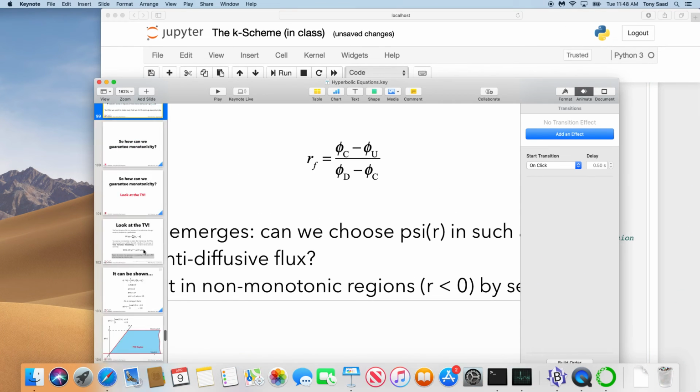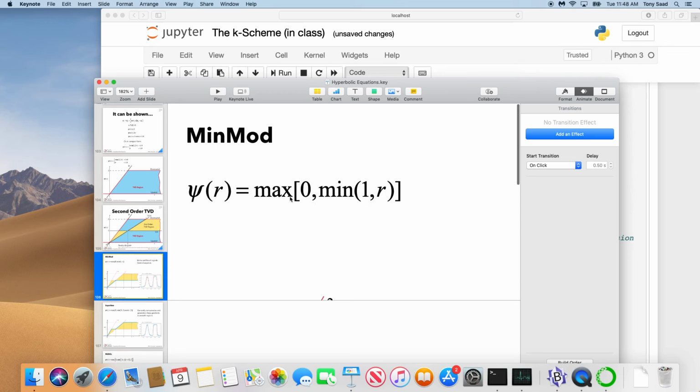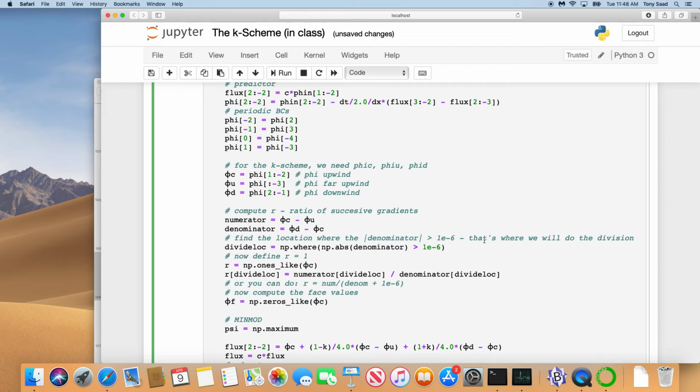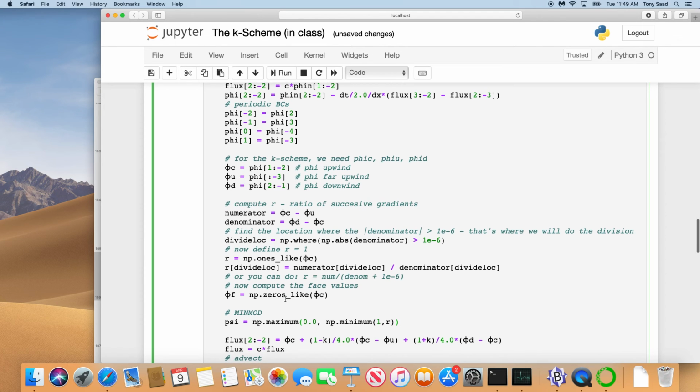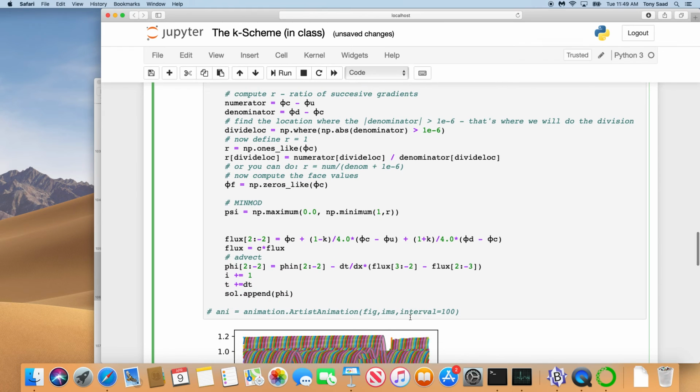So if you look at the min-mod scheme, this is np.maximum between 0 and the minimum between 1 and R, but this needs to be an array of values, okay? So don't use np.min or np.max. Use np.maximum of 0.0 and np.minimum of 1 and R. And this will guarantee you an array, okay, of the same size as R, okay? And that's it. That's min-mod, okay?